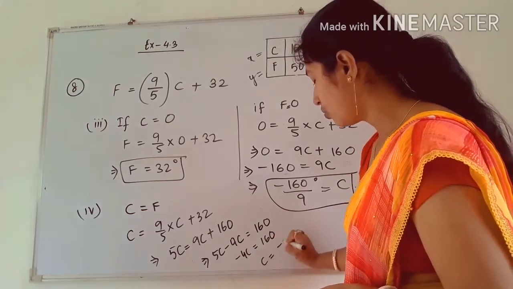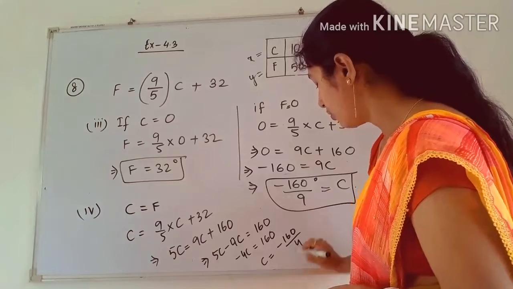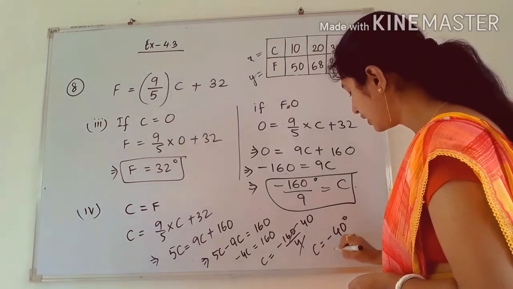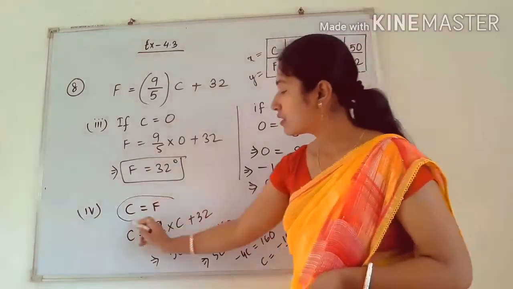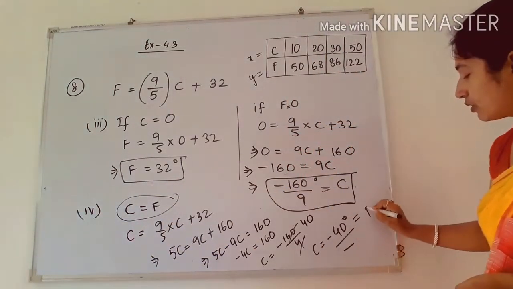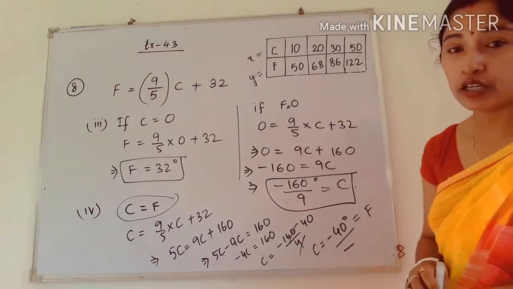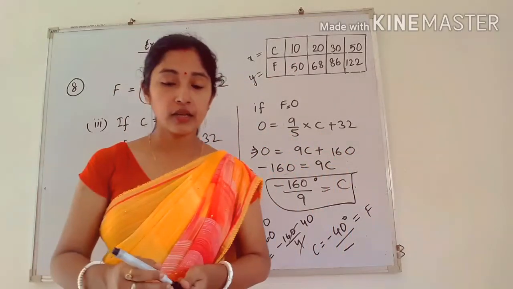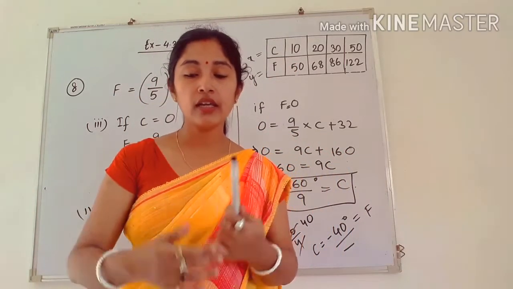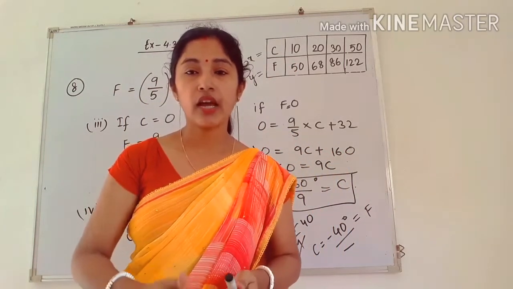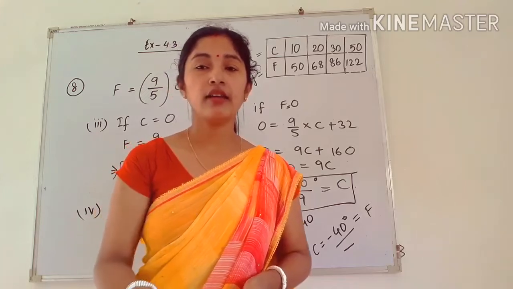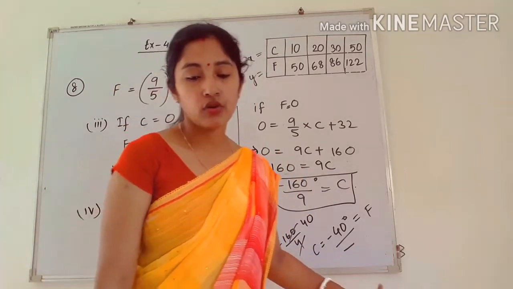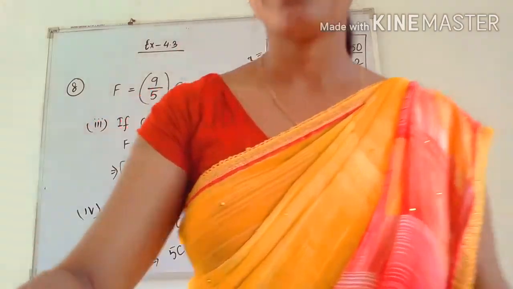So C is equal to minus 160 by 4, that will be 40 degrees. So C is equal to minus 40 degrees, and we have taken C is equal to F. That means F is also equal to minus 40 degrees. So the answer is yes, there is a temperature which is numerically the same in both Fahrenheit and Celsius, and the temperature is minus 40 degrees.